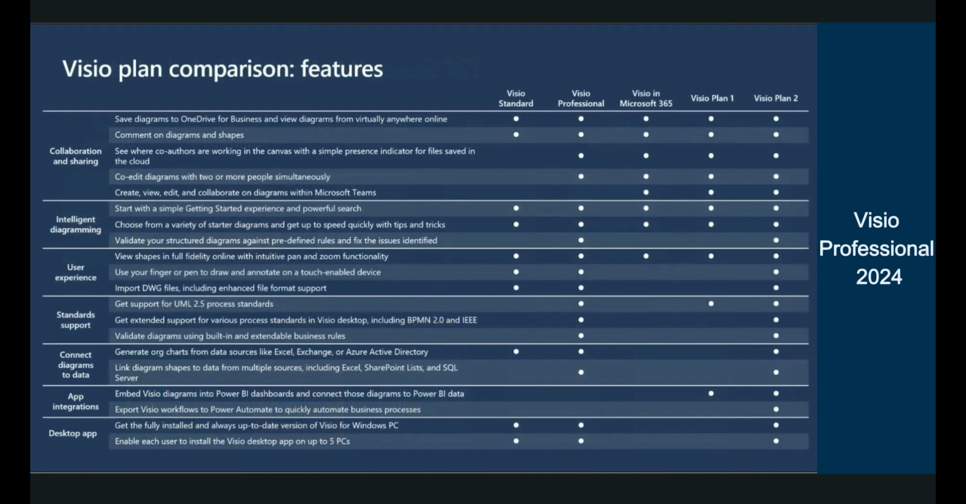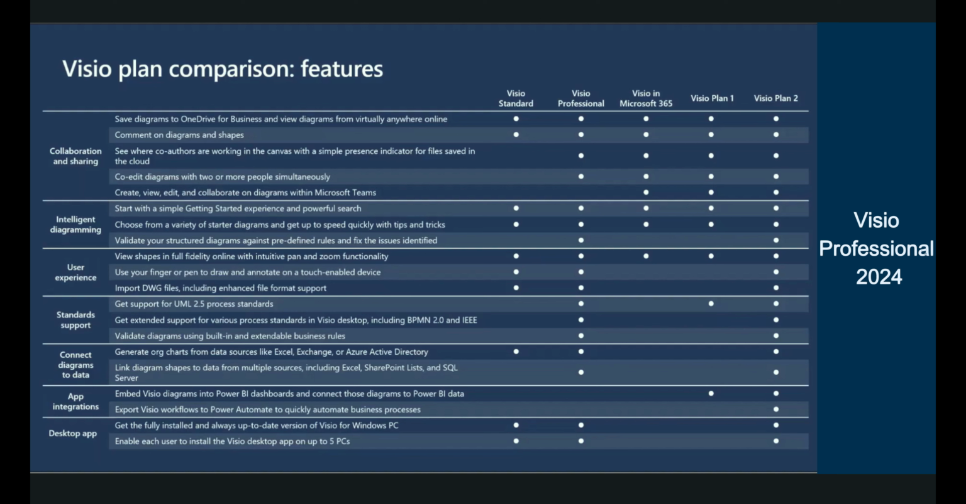So this is the plan comparison, covering all the existing plans from a feature point of view. As you see, collaboration and sharing is available from Professional on in all the plans, just not in Visio Standard. Intelligent diagramming is available again in most of the plans automatically. User experience also the same. Just keep in mind Visio in Microsoft 365 and Visio Plan 1 are browser-based plans. Standard support also included in most of the plans. Data connectivity, keep in mind, only in Visio Professional and in Visio Plan 2.